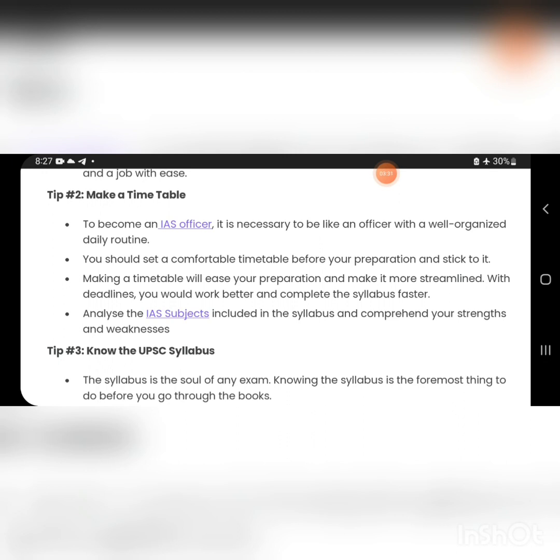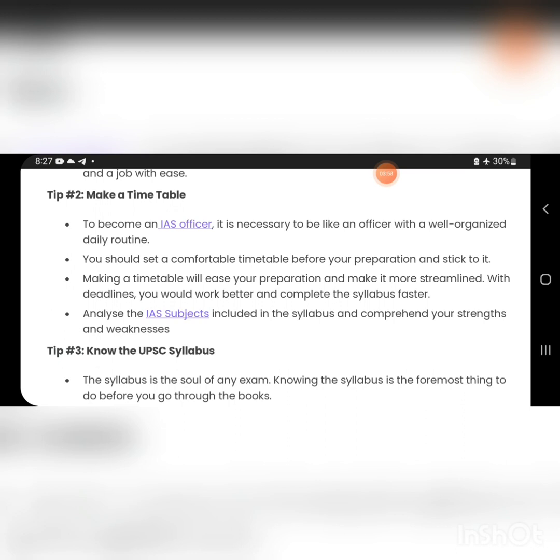You should set a comfortable timetable before your preparation and stick to it. Making a timetable will ease your preparation and make it more streamlined. With deadlines, you would work better and complete the syllabus faster. Analyze the IAS subjects included in the syllabus and comprehend your strengths and weaknesses.